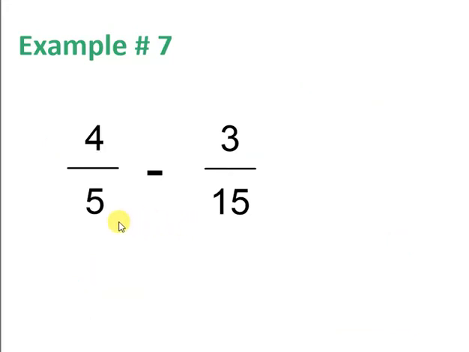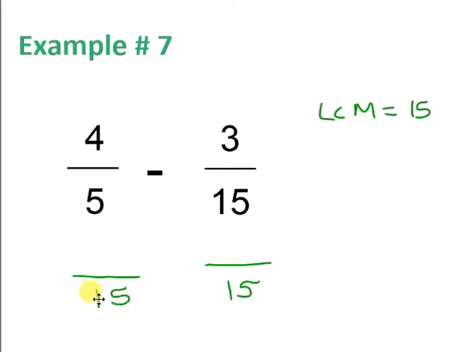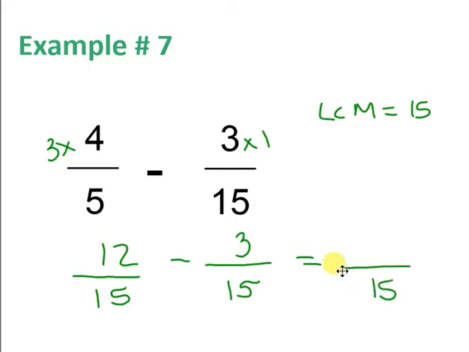All right, next example. We have 5 and 15, so the LCM of that is going to be 15. We're going to make a new fraction with 15 as our denominator. 5 goes into 15 3 times. 3 times 4 is 12. 15 goes into 15 one time. 1 times 3 is 3, and it's subtraction. Our bottoms are already the same, so we're going to bring over the 15 as the denominator. 12 minus 3 is 9.